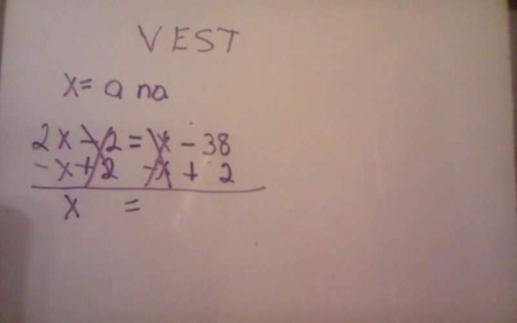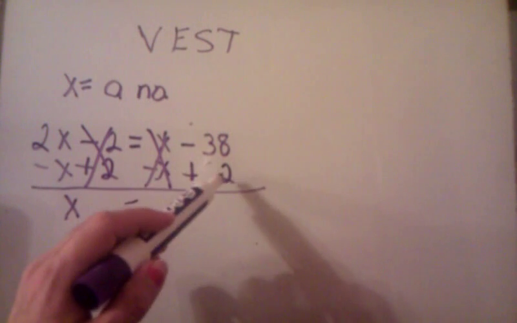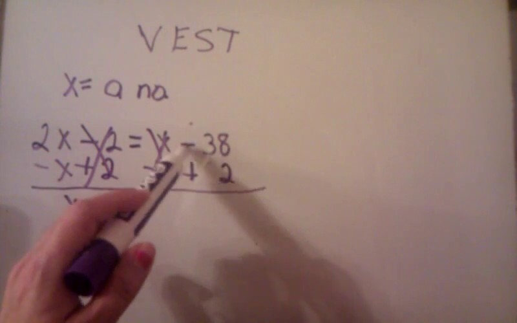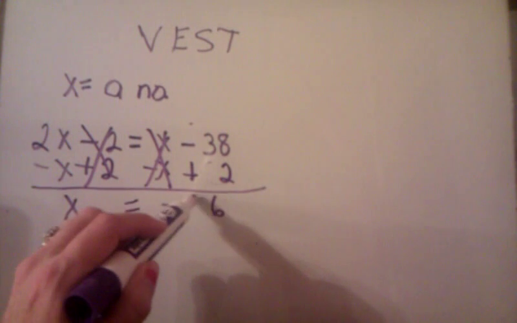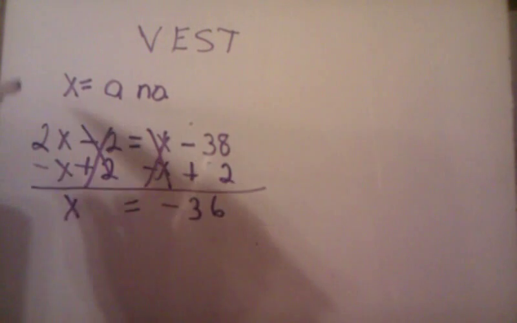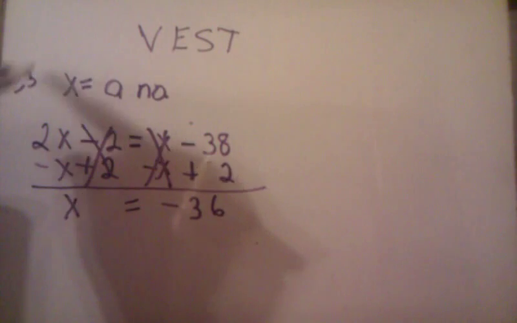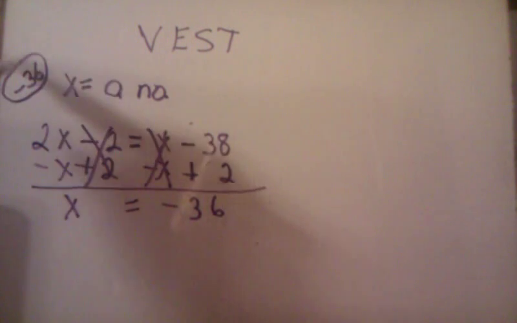integers and my signs are different, do you remember what to do? You have to subtract and use the sign of the larger number. Which number is larger, 38 or 2? Well, 38 is, so my answer is going to be negative. 8 minus 2 is 6. Bring down my 3. So x equals negative 36. Is that what you came up with?